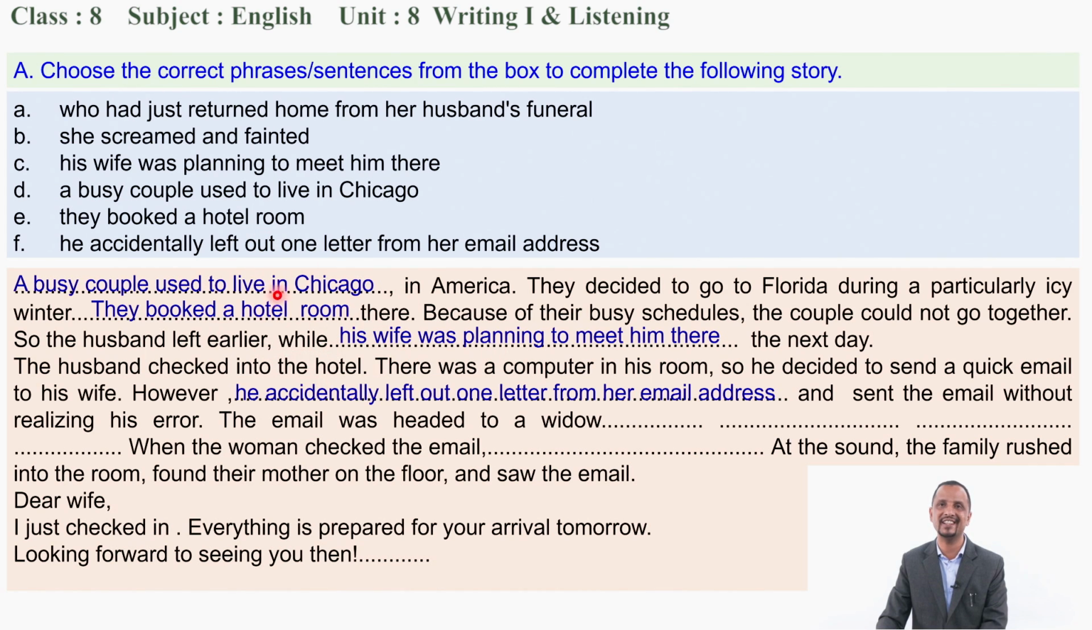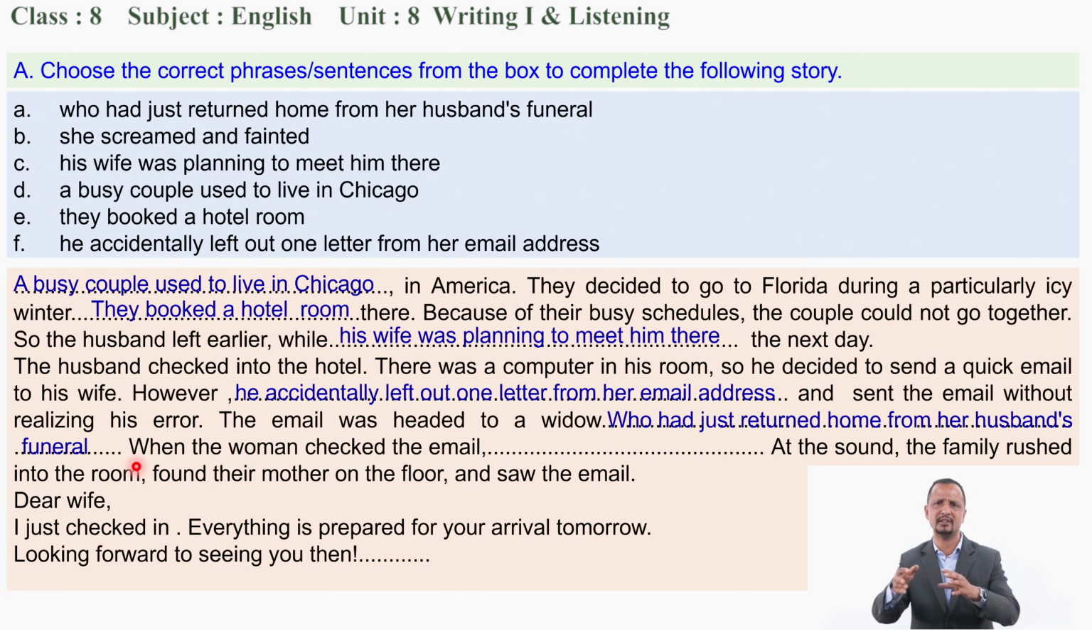Four sentences you have already given the right answer. Well, very good. Who had just returned home from her husband's funeral. Her husband's funeral, a different one. You see, it's not his wife, another one. Her husband had just died and then going to the cemetery, funeral fire, and returning back. To such a woman, he sent a mail. When the woman checked the mail, she screamed and fainted. Well, just now she was coming from a funeral, and then the email says, well, I'm waiting for you, and she was shocked.